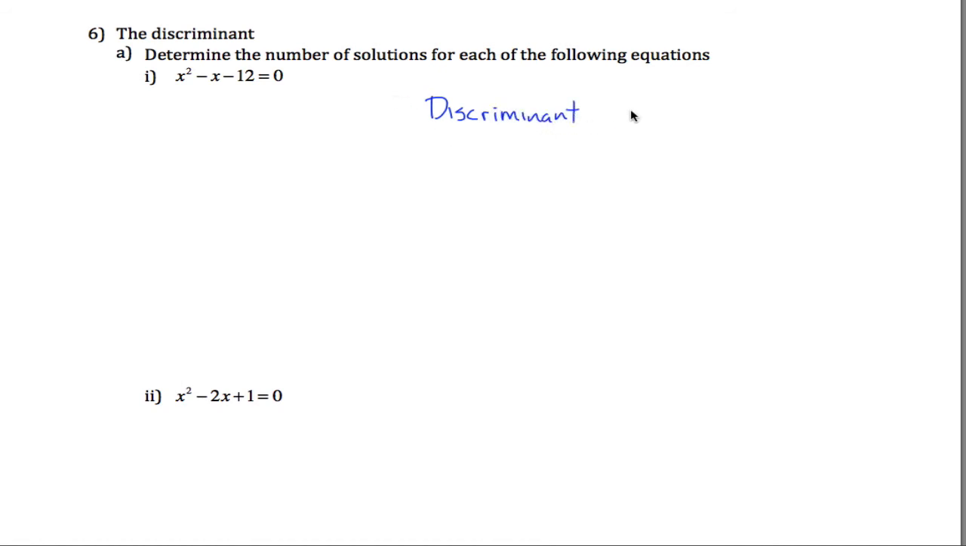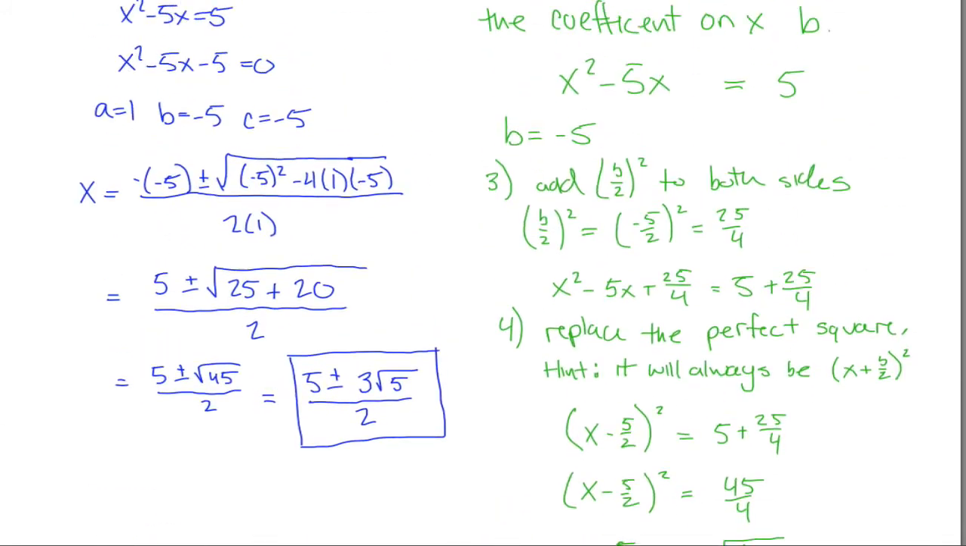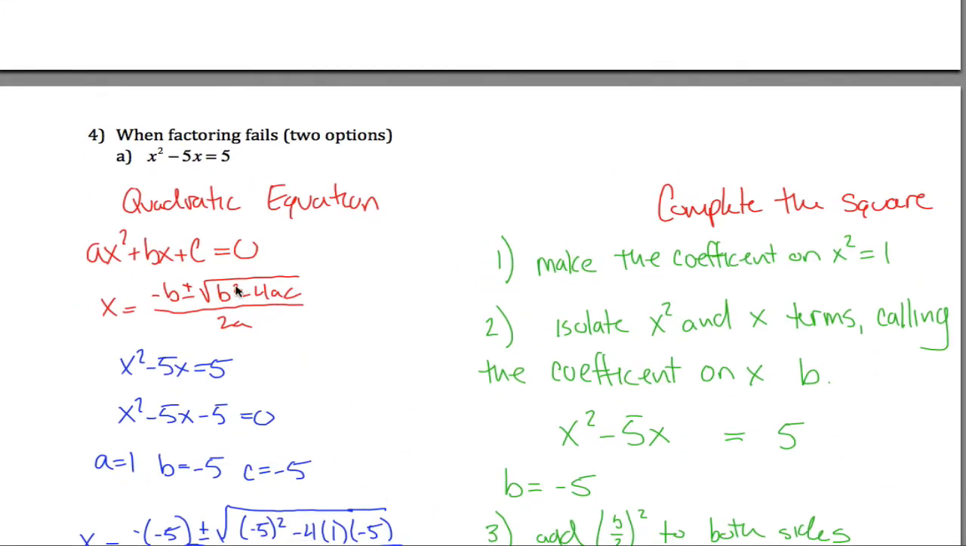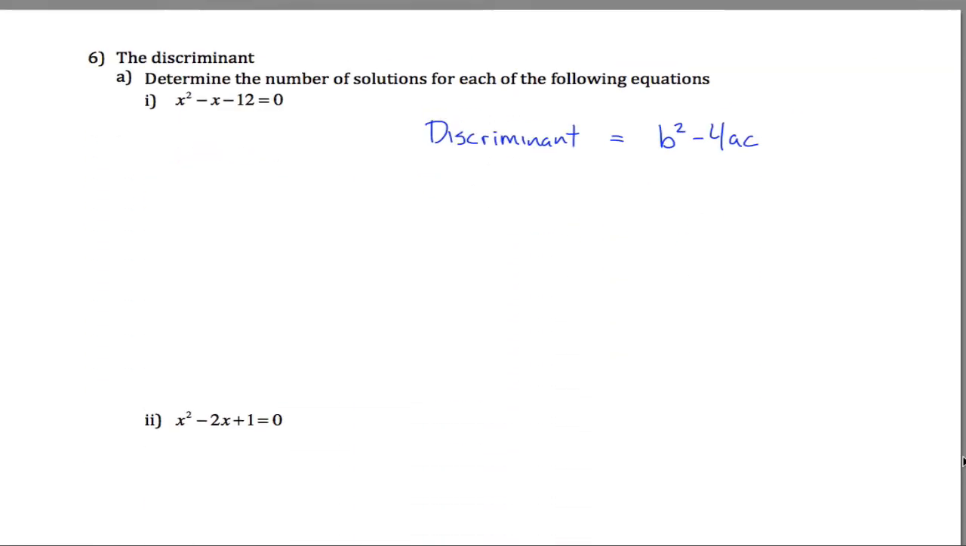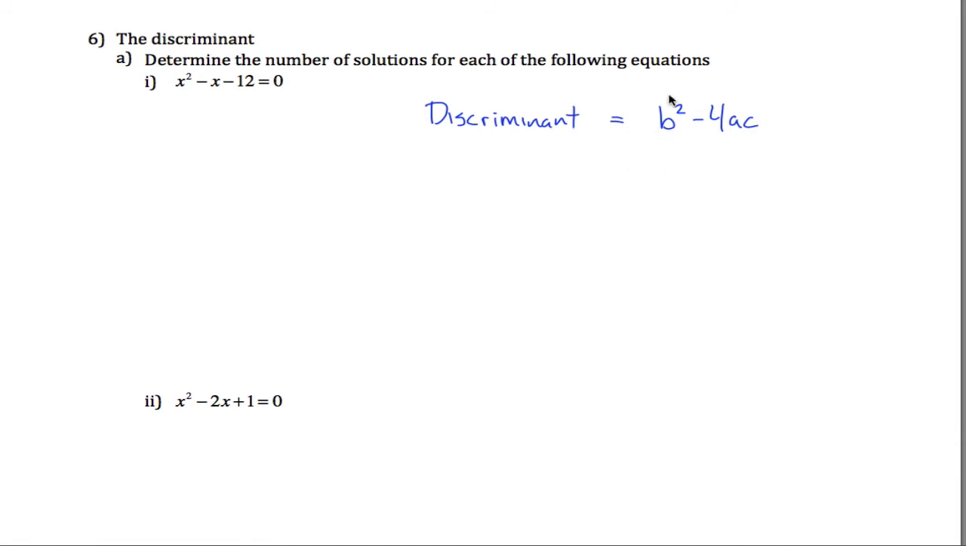The discriminant is b squared minus 4ac. It's the thing in the quadratic equation underneath the radical, b squared minus 4ac. So note, I don't have any square roots or any of the rest of the quadratic equation, just this stuff. This stuff is called the discriminant.